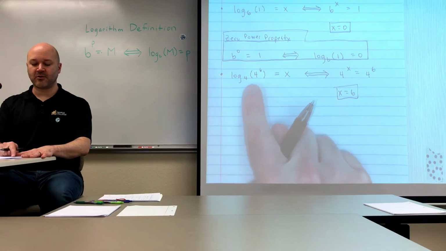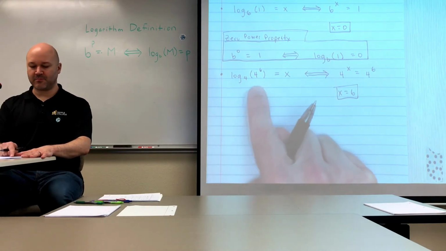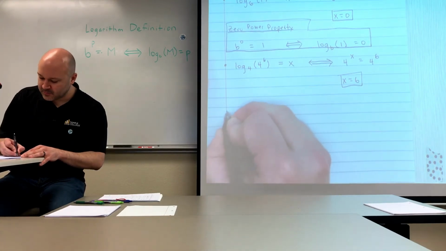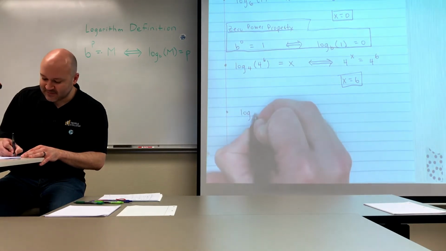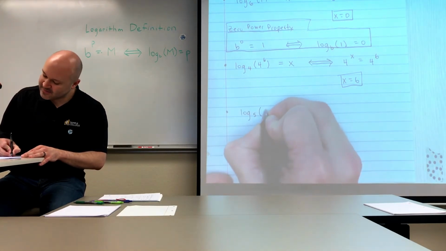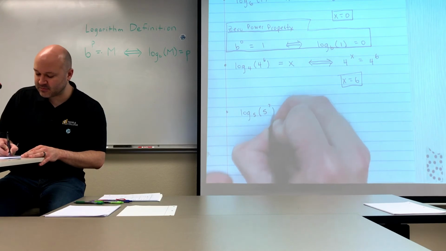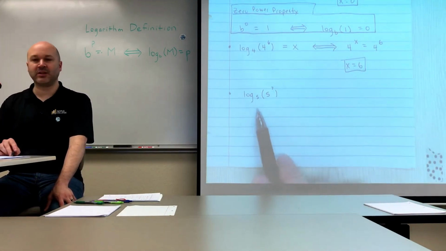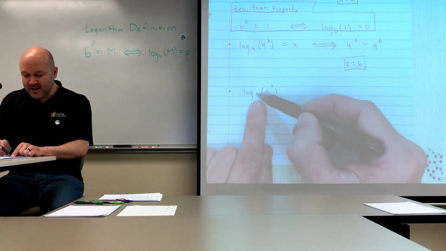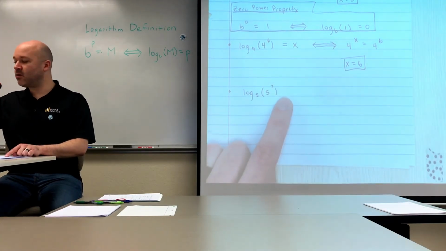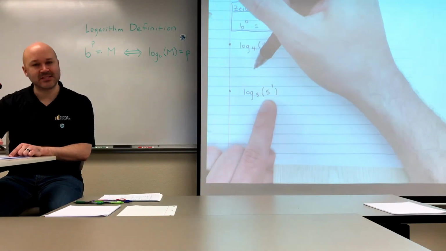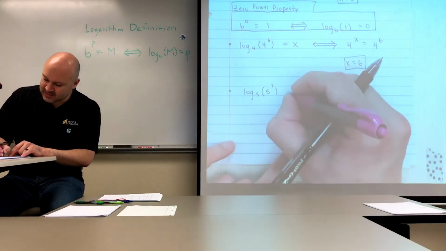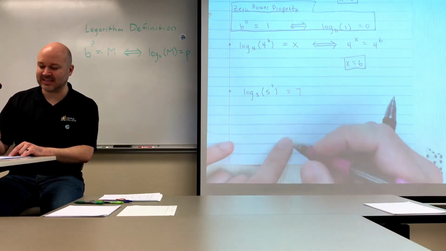I think this is going to work no matter what those bases are. So if I said log base 5 of 5 to the 7th power, I think I can just use this knowledge to quickly answer this question. 5 to the what power would give me 5 to the 7th power? Well, this is going to simply be 7 in the end.